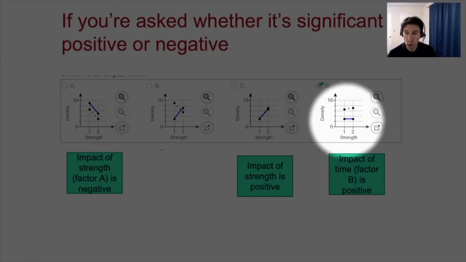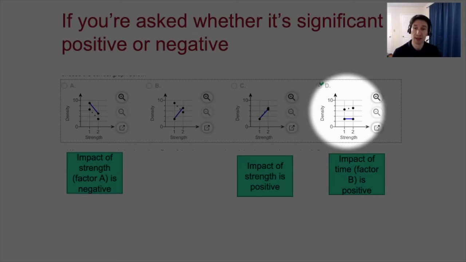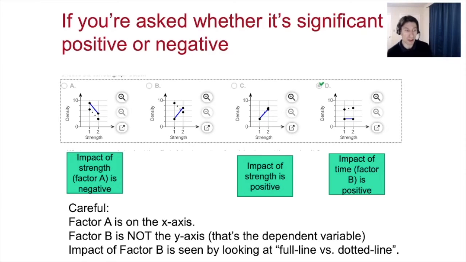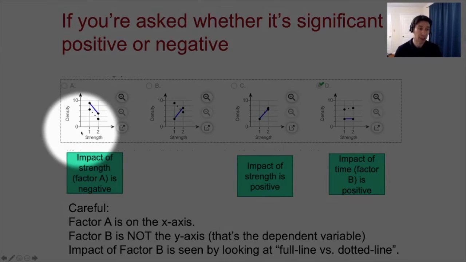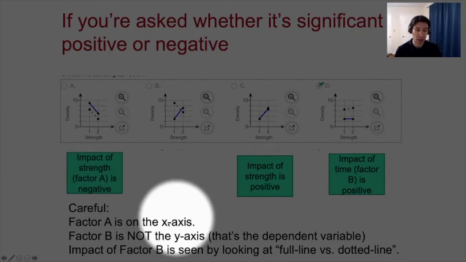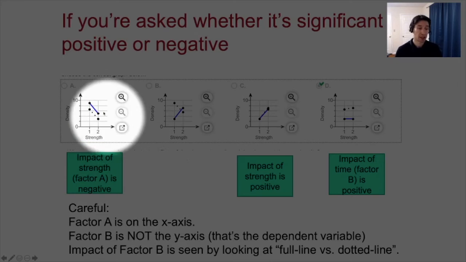So this tells us what? This tells us that factor B has a positive impact. It raises the density. So 2 things about this. First of all, be careful. Factor A is on the x-axis, but factor B is not the y-axis. Factor B is full line versus dotted line.